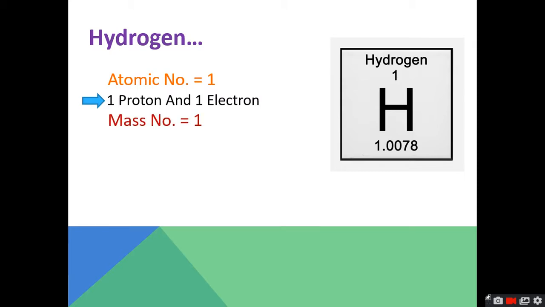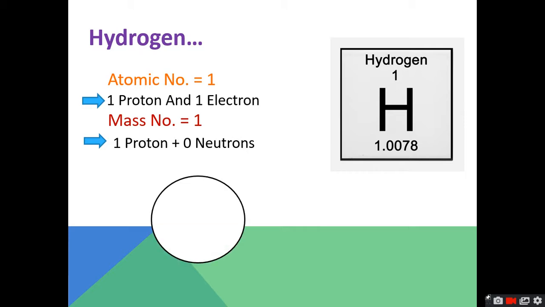Hydrogen has a mass number also as 1. The mass number is equal to the number of protons plus the number of neutrons. So, how many neutrons will hydrogen have? Here we know that the mass number and the number of protons are both equal to 1. So the number of neutrons will be 0. Isn't this interesting? A bit difficult, but we'll try to understand this with some more elements.